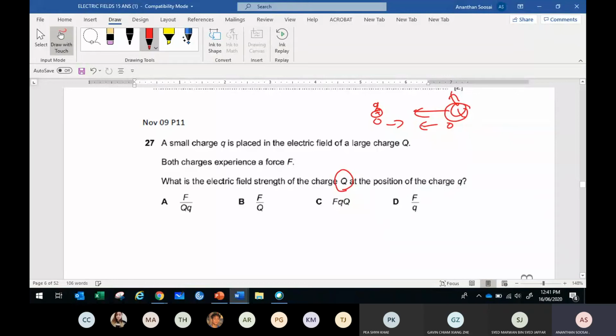So who's the test charge here, the capital Q or small q? The test charge is the small q. The small q experiences force due to the field of capital Q. So the question is asking for the electric field strength of the capital Q. So it's the same as force per unit positive test charge. It should be a test charge who experiences the force caused by the capital Q, which is the small q. Correct. The answer is D. Okay, what is the answer going to be if they ask what is the electric field strength of the charge of small q at the position of capital Q?